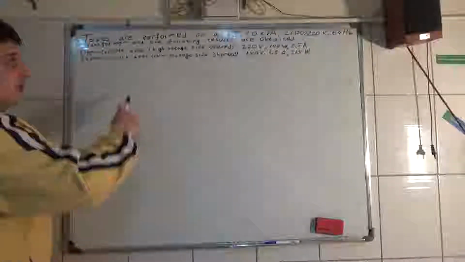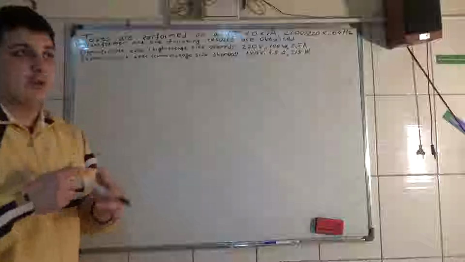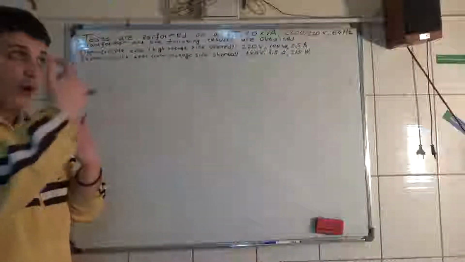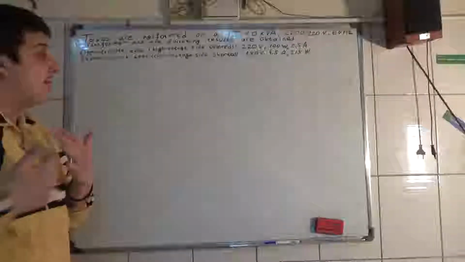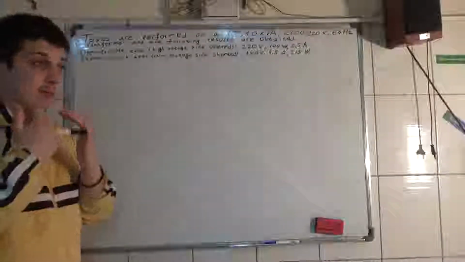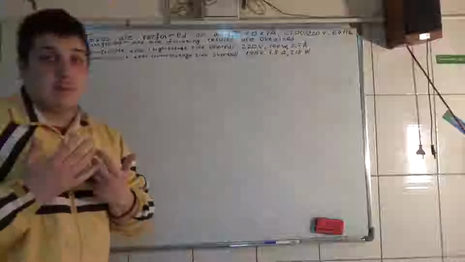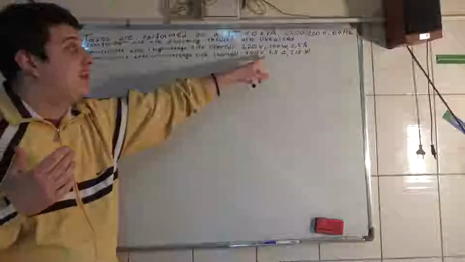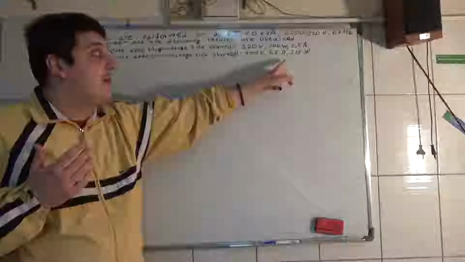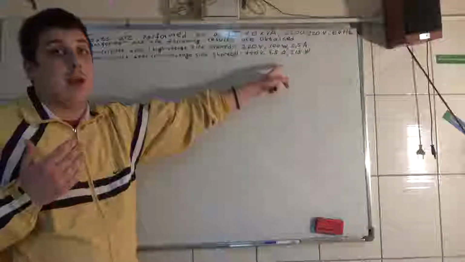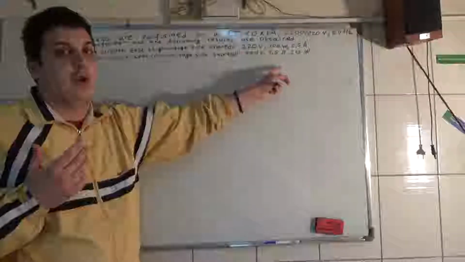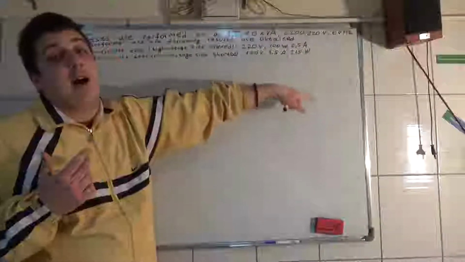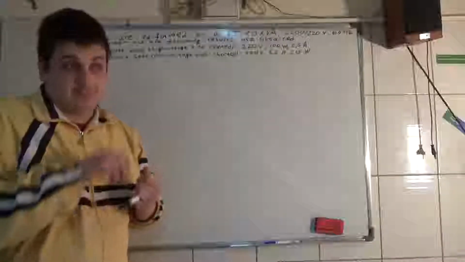And for the short circuit test, the low voltage side is shorted. For a short circuit test, the low voltage side is shorted by an ammeter, and the following measurements were taken: 150 volts on the voltmeter, 4.5 amperes on the ammeter, but on the high voltage side, and 215 watts on the high voltage side.